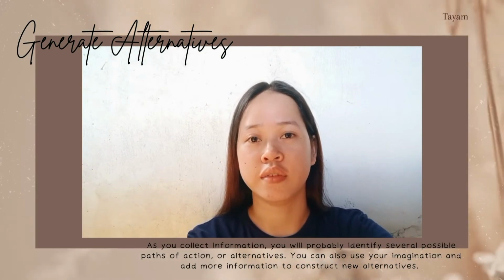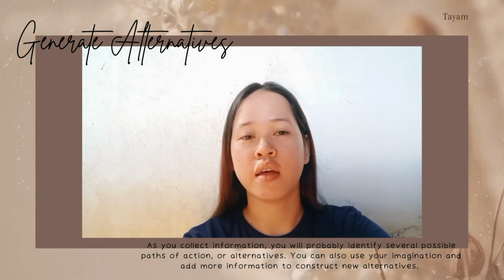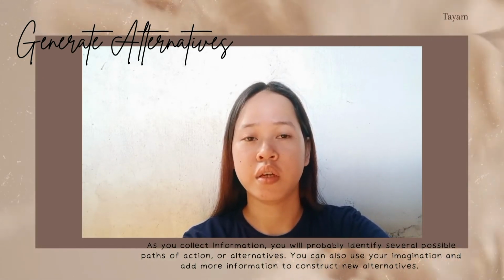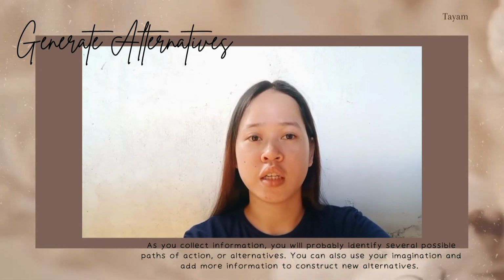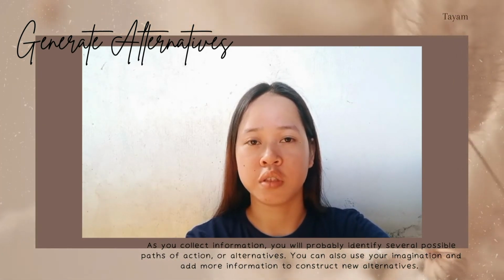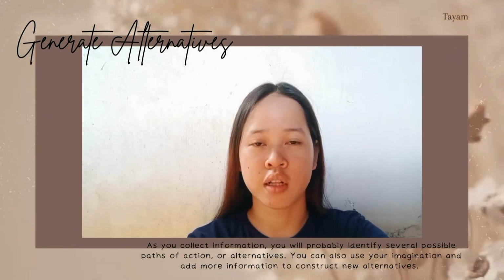Step 4. Generate alternatives. As you collect information, you will probably identify several possible paths of action, or alternatives. You can also use your imagination and add more information to construct new alternatives. In this step, you should list all the possible and desirable alternatives.